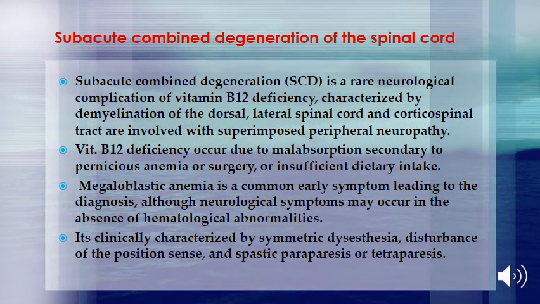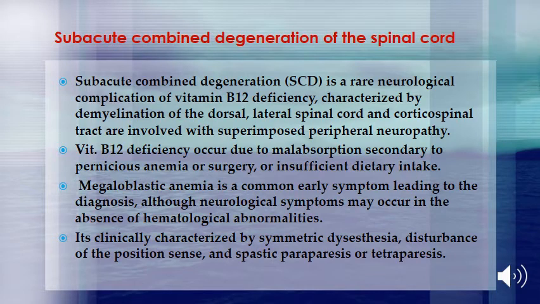Subacute combined degeneration of the spinal cord is a rare neurological complication of vitamin B12 deficiency that leads to demyelination of the dorsal and lateral spinal cord and corticospinal tract. It is either due to malabsorption secondary to pernicious anemia or surgery, or insufficient dietary intake. The earliest and commonest sign is megaloblastic anemia.